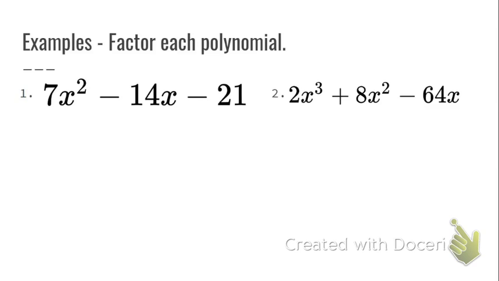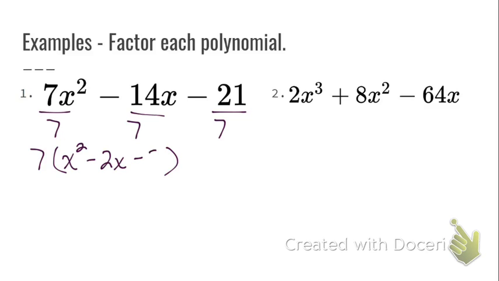All right, looking at this first polynomial, we should be first looking for a GCF. Hopefully you can see that each of these numbers are divisible by 7. However, not every term has an x. The 21 does not have an x, so we can only divide them all by 7. That's our GCF. The GCF also goes outside our parentheses, just like we've always done. And the leftovers will go inside. So our leftovers would be x squared minus 2x minus 3.